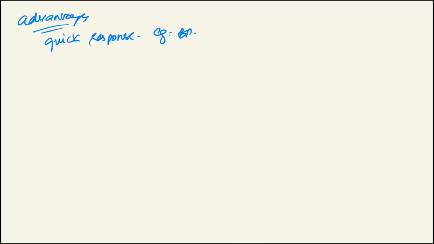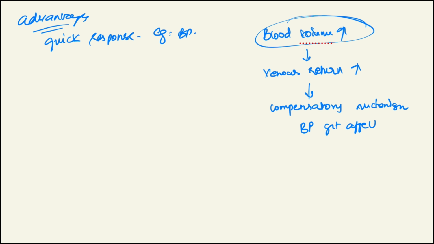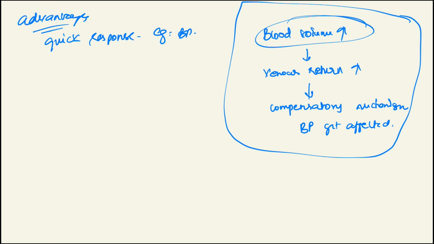Another advantage is quick response. The response is very quick, so we can understand whether we should reduce or increase the dose. Example, BP. When we give the IV injection, the blood volume increases. Venous return increases. When venous return increases, as a compensatory mechanism, the BP gets altered. You know that we have learned all this in first year physiology. So this is how a quick response can be seen. The response can be monitored immediately in IV.